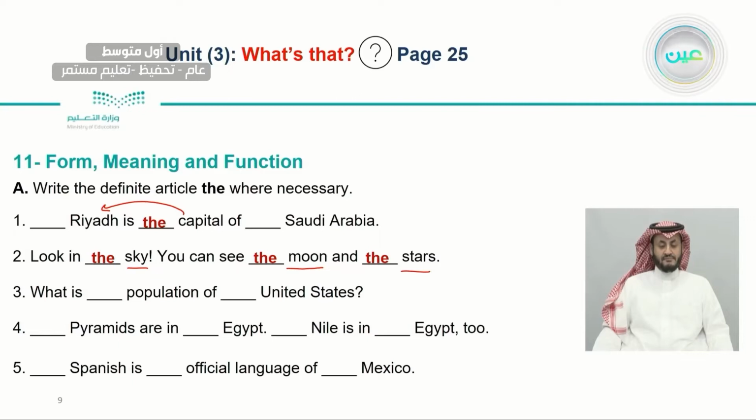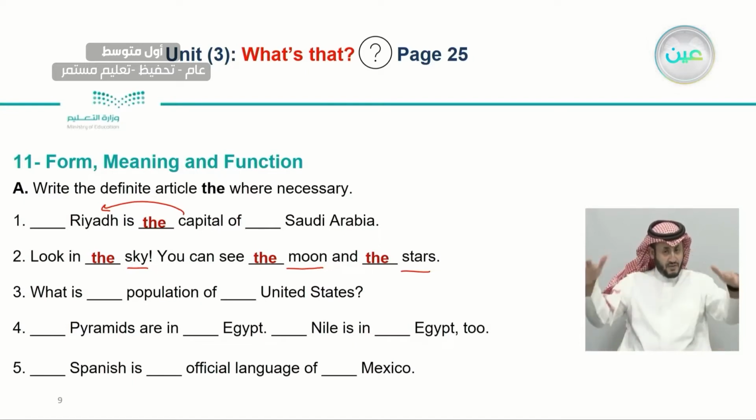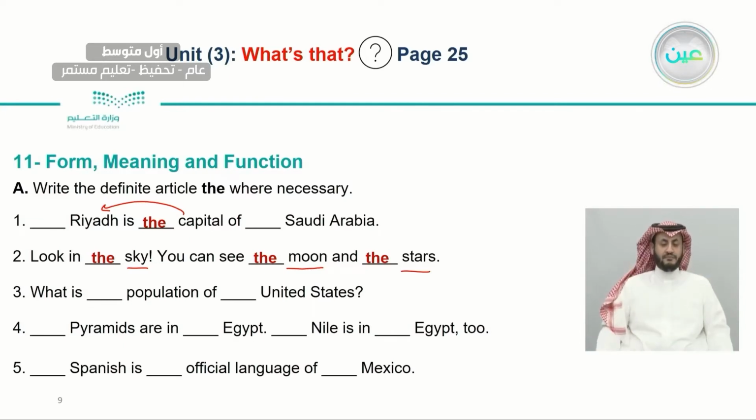Okay. Number 2, look in the sky, one of a kind. You can see the moon, one of a kind object, and the stars. So far, so good? Perfect. Let's look at number 3. What is population of United States?